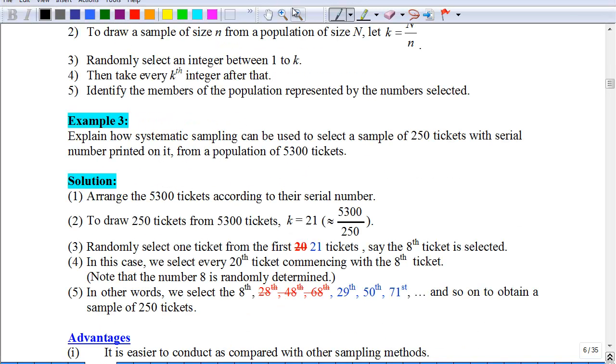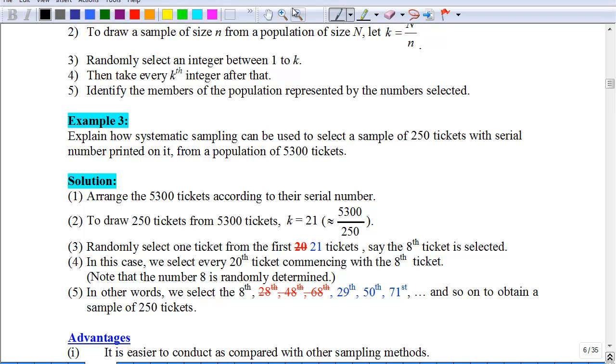For example 3, explain how systematic sampling can be used to select a sample of 250 tickets with serial number printed on it from a population of 5,300 tickets. For these 5,300 tickets, as we have shown in the earlier part, and you should have already read, in order for you to draw 250 tickets, what you need to do is to find the K value, which you do by dividing 5,300 by 250, and this will give you 21. So from these 21 tickets, you are going to randomly select one ticket first. Say in this example, we happen to select the 8th ticket in a random manner.